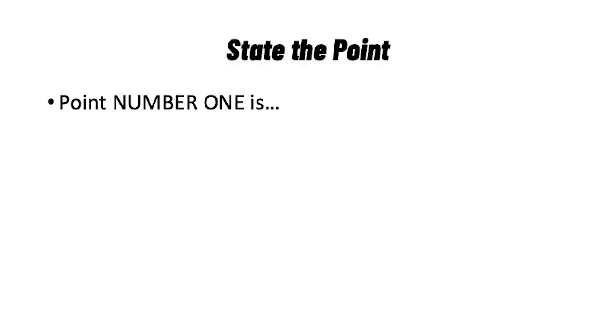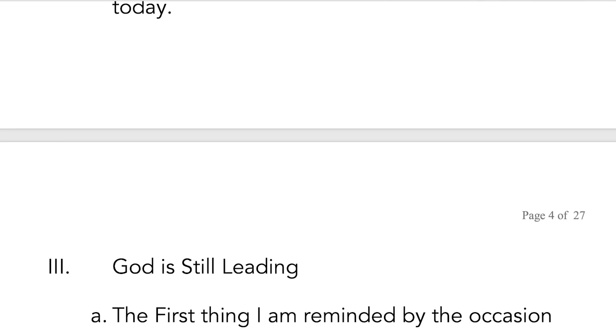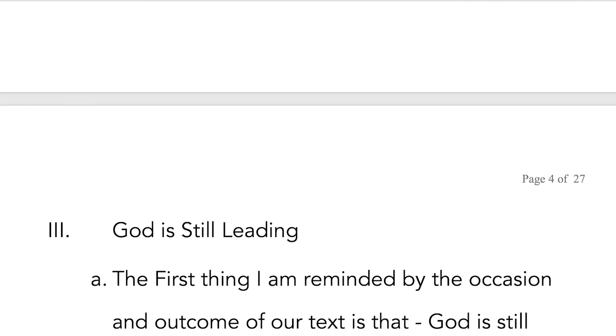Then I go into the first point. So now what I do is I simply state the point. I'm saying something like this. Point number 1 is, or the first point is, or this narrative is tailored to teach in the first place, or I may even go back to that transitional statement that I used earlier to say, the first thing that the occasion and the outcome of this story leads me to is, or the first point from the occasion and the outcome of this story is. That is what I call stating the point.